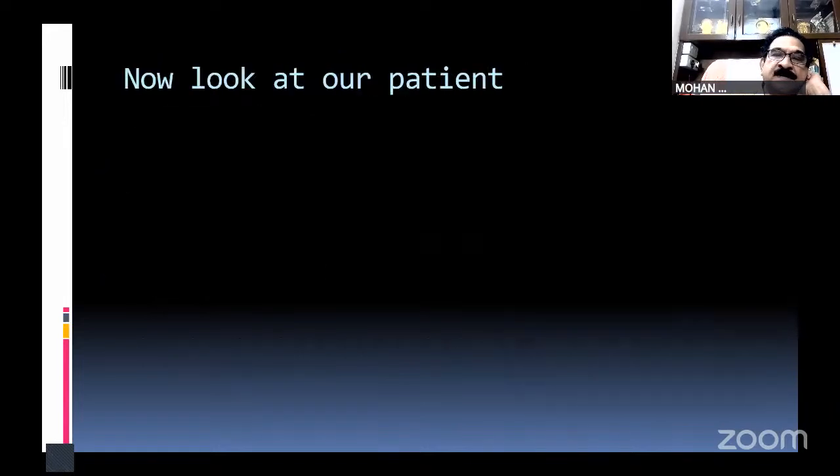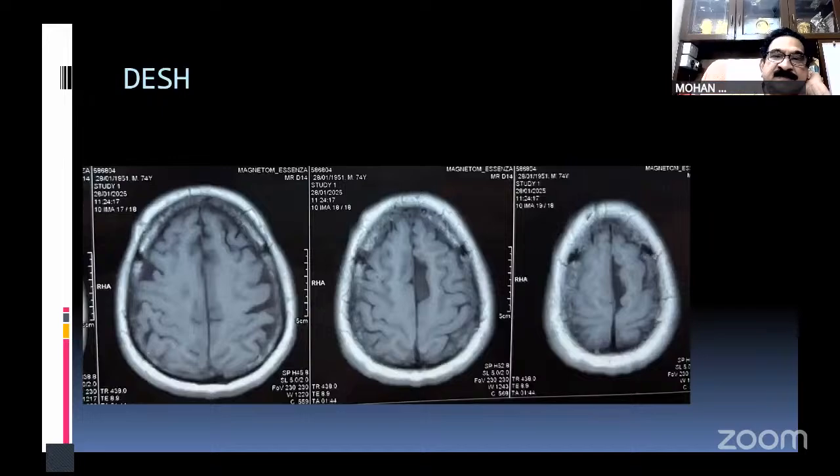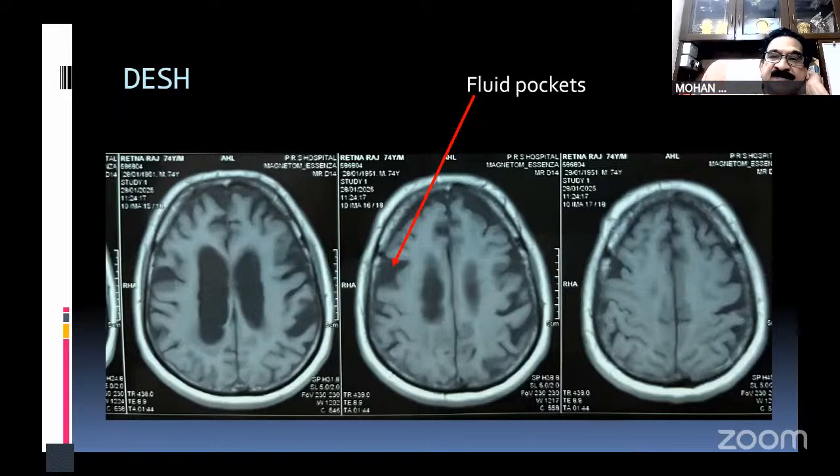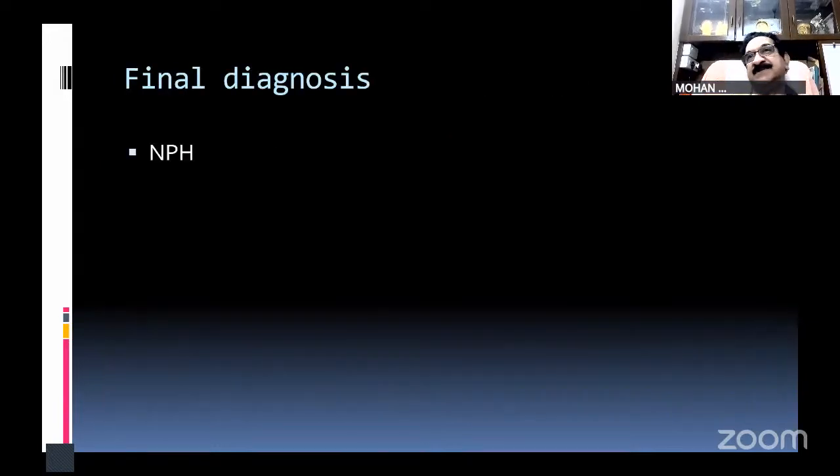I think I'll skip on. Now look at our patient. This is a tight convexity. There are no widened sulci there, but you get the fluid pockets. Another fluid pocket, and a widened Sylvian fissure on the other side. So this patient has got NPH.